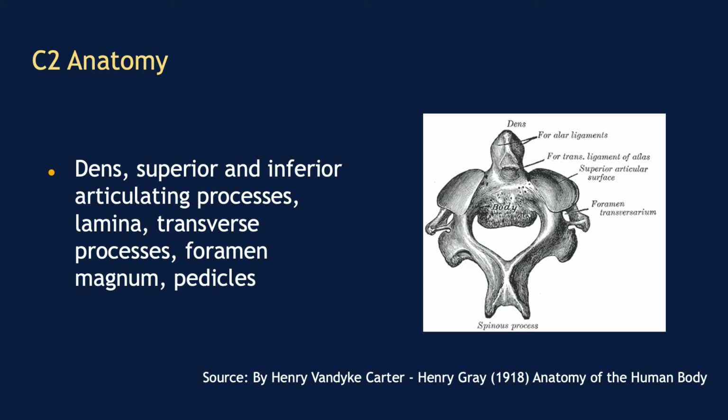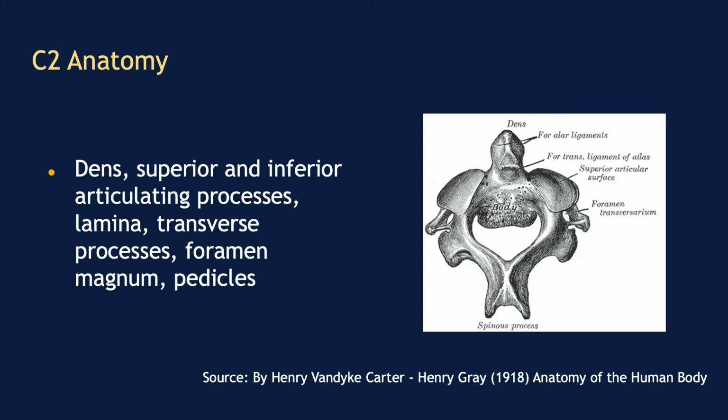C2 fractures are very common in the geriatric population and account for between 9 to 18% of the fractures seen in the cervical spine. They come in two major categories. The first category are odontoid process fractures, which themselves are divided into three subtypes, which we're going to discuss next. These make up approximately 2/3 of all C2 fractures.